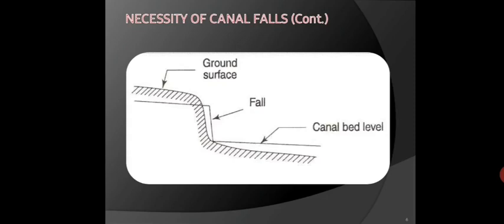In this figure we can see the ground surface at a higher level and the canal bed at a lower level. So for smooth flow of water, we construct a canal fall. This line diagram shows the structure line which connects the ground surface and the canal bed, and thereby provides smooth flow of water.